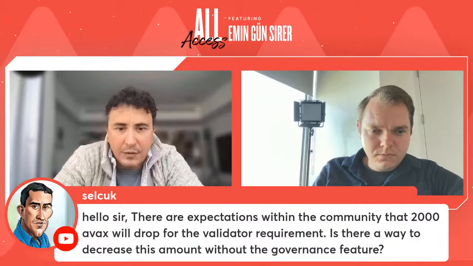All right. There are expectations within the community that the 2000 AUX validator requirement will drop. Is there a way to decrease this amount without the governance feature? Yes, if everybody decides to change the code, then you can change it.